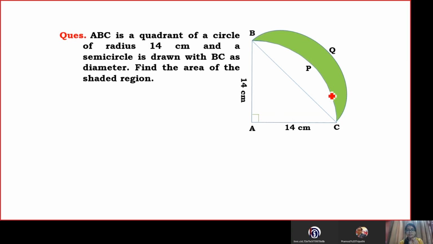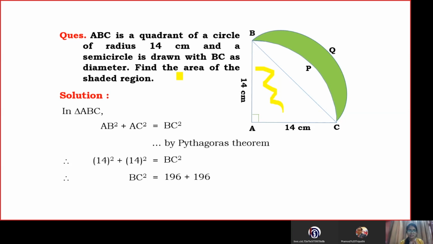Now, to find the area of the shaded region, children, can you see how many figures are involved in this question? The first figure involved in this question is a triangle. Can you see this triangle ABC? In this triangle, two sides are 14. So can I find out the length of BC also? Yes. The value of BC will be found out using Pythagoras theorem, which we get as 14 root 2. Okay. Now we have to find out the shaded portion. Can you see a semicircle also?